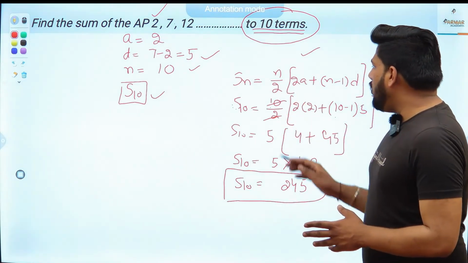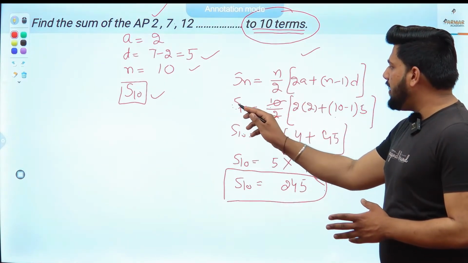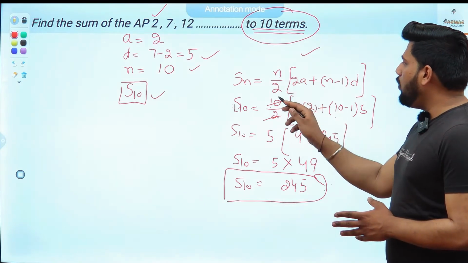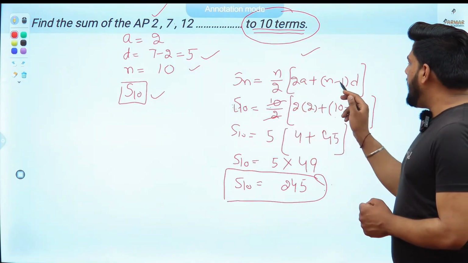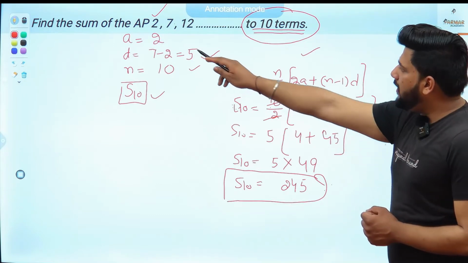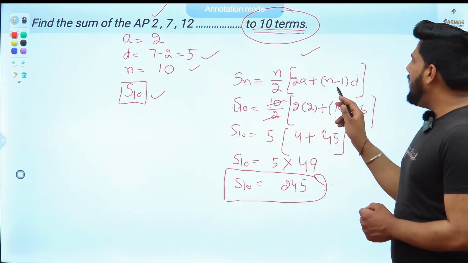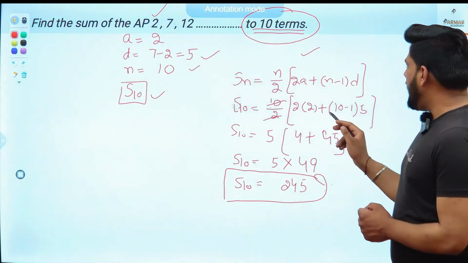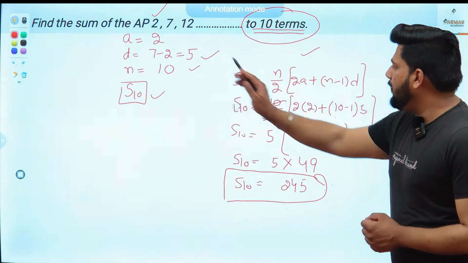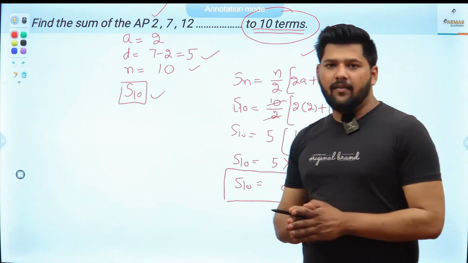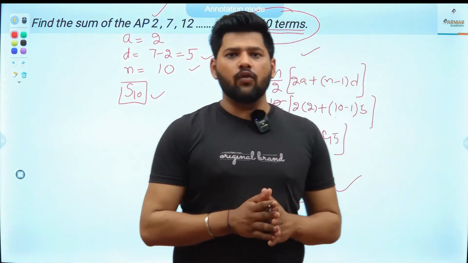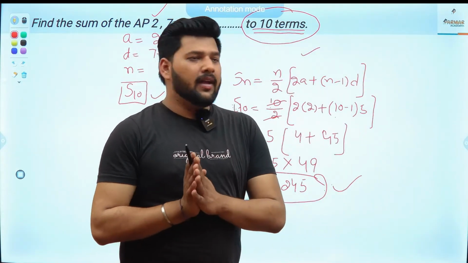So using that formula, I will substitute the values. S10 is equal to n upon 2, where n is 10, so 10 upon 2 into 2a plus (n minus 1)d. 2a is replaced by its value, that is 2, plus n is replaced by 10, 10 minus 1, and d is 5. So after calculation, I will get the sum, that is 245. So that's how we can find the sum of n terms of an AP.